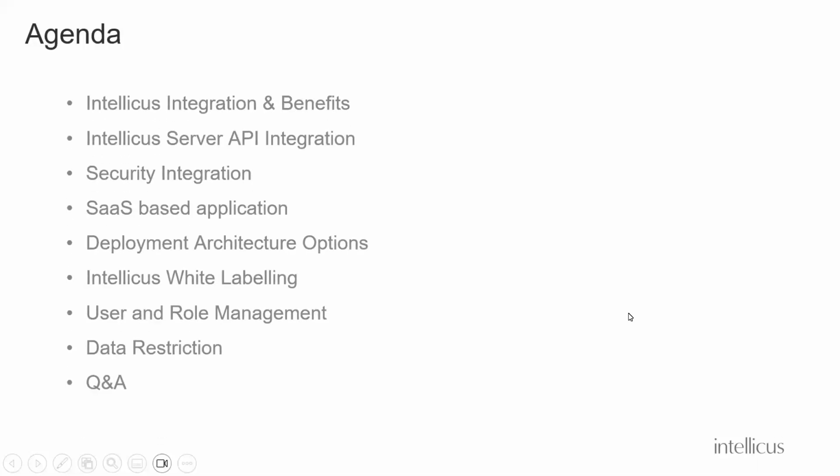Various topics I will discuss in the coming slides will be: what is Intellicus integration, why integration is required, and how it is achieved. We will also cover Intellicus high-level architecture in embedded environment and white labeling of Intellicus. Apart from integration, we'll also talk about user and role management and data restriction in next half. If attendees have any questions, please post them in Q&A tab, which will be answered by our panelists.